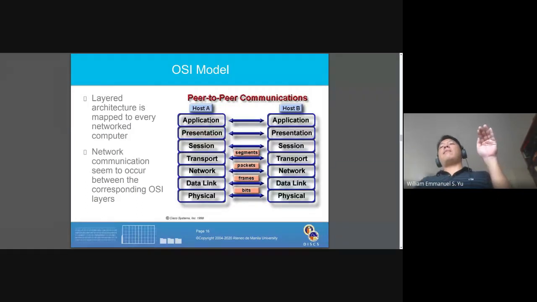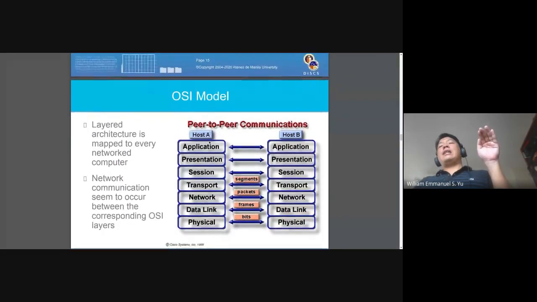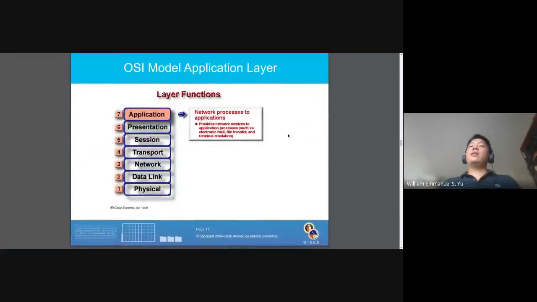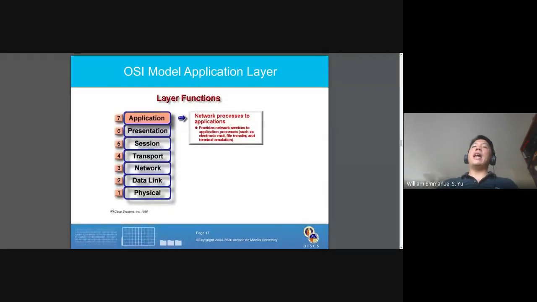You always start from the top, break it down to smaller pieces, right? Then they're sent across the wire as bits. They're always sent across the wire as bits, and they're reassembled, right? And we will cover a little more of that later. So let us cover the first layer first, which is the application layer.